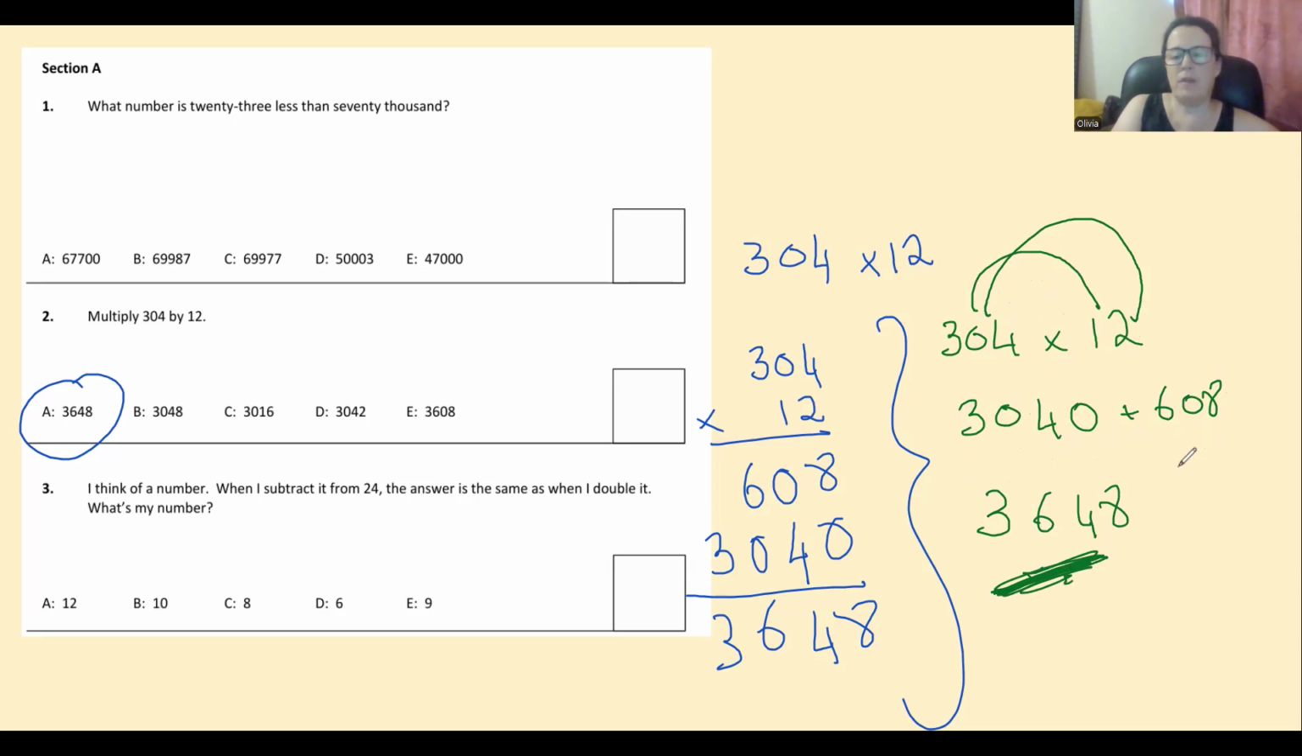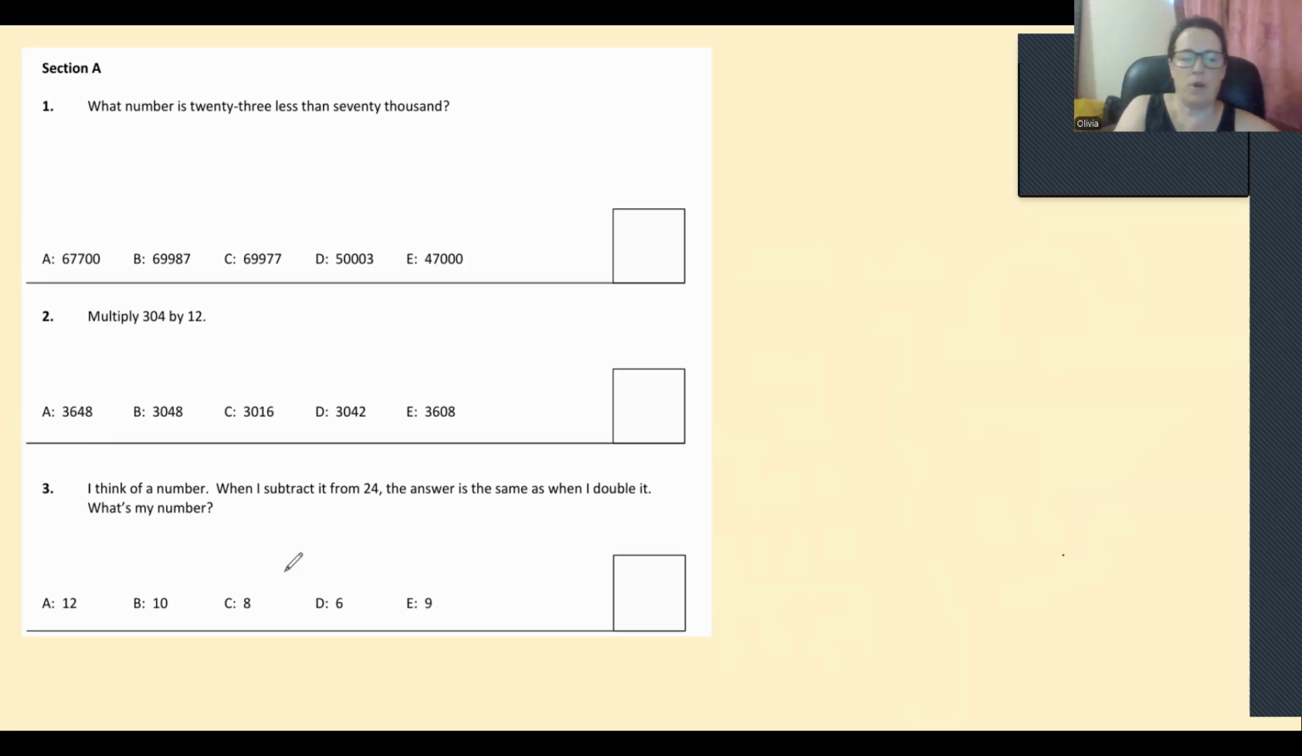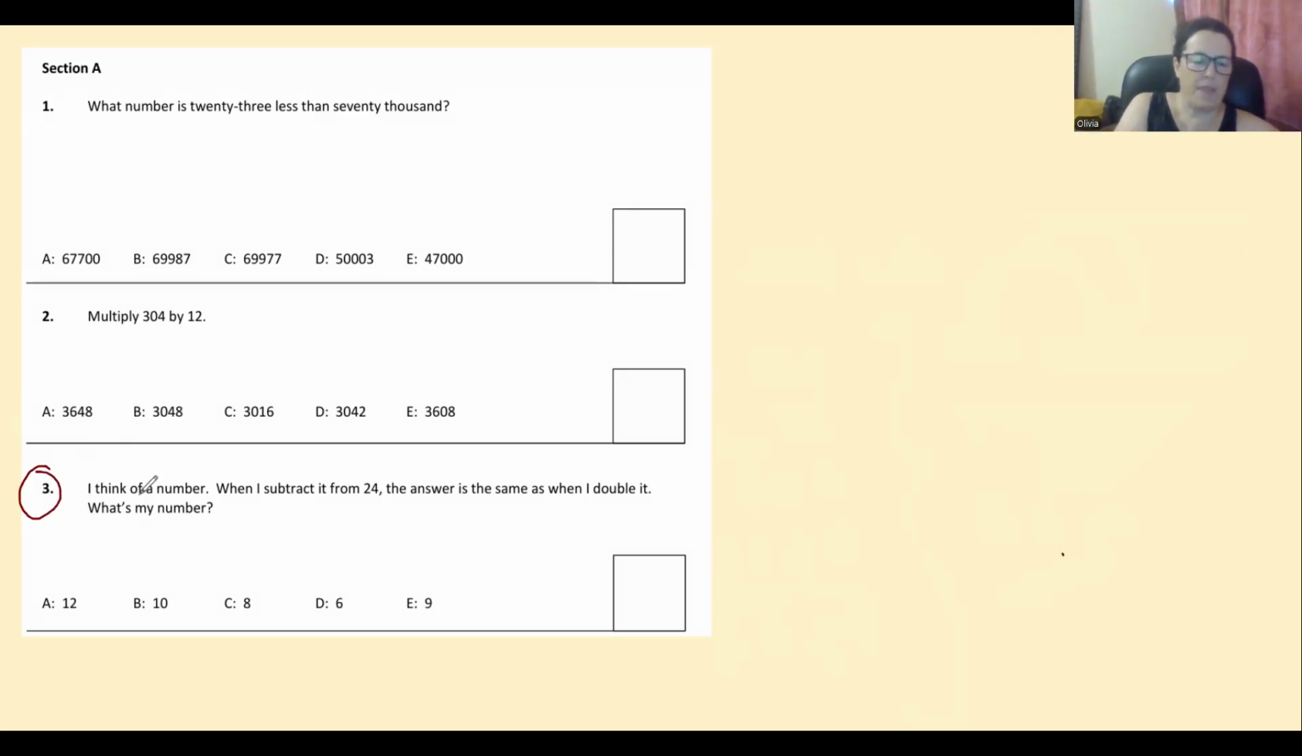Looking at number 3, the problem with number 3 is more the wording, is to understand the wording. So I think of a number. When I subtract it from 24, what's it? It is my number. So let's say my number is X. I don't know what my number is. I think of a number. When I subtract it from 24, the answer is the same as when I double it. Double what? Double my number.